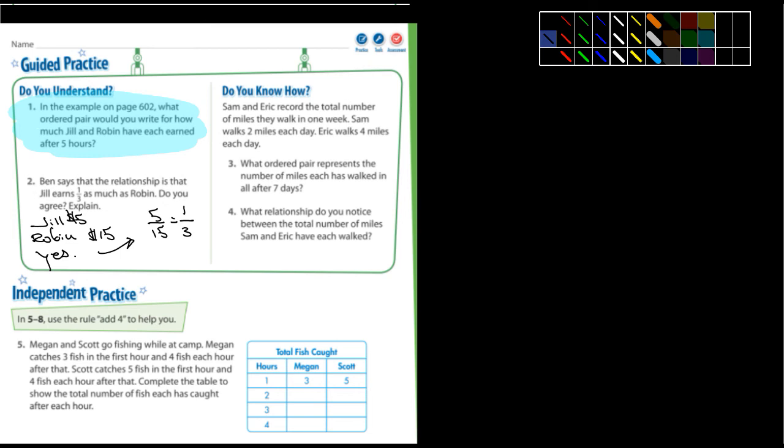Sam and Eric record the total number of miles they walked in 1 week. Sam walks 2 miles each day. Eric walks 4 miles each day. What ordered pair represents the number of miles each has walked?